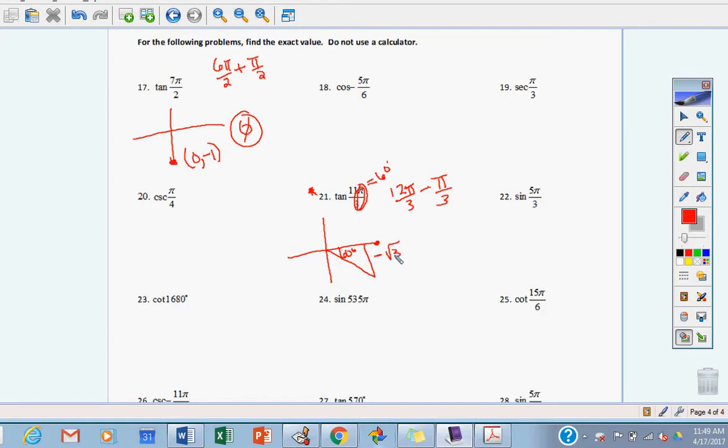So knowing my ratios, I have -√3, I have 1, and I have 2. And then I answered tangent. So tangent is opposite over adjacent. So I get -√3. All right, maybe one more.